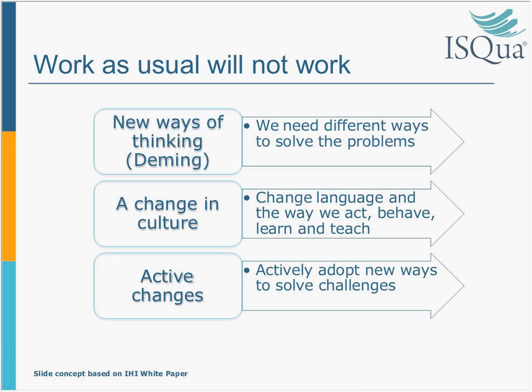This means we need a change in the culture, the way we act, we talk about things, and we learn, and especially the way we teach, the way we prepare the doctors and nurses for the future, as well as the allied professionals. Finally, we need to actively adopt changes. We cannot accept things exactly as they are.